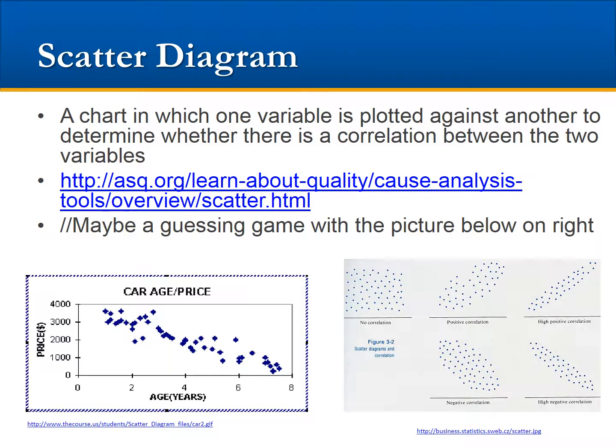Let's take a look at the example, car age compared to the price. We see that there is a high negative correlation. As the car gets older, the age increases, and the value or price of the car drops.